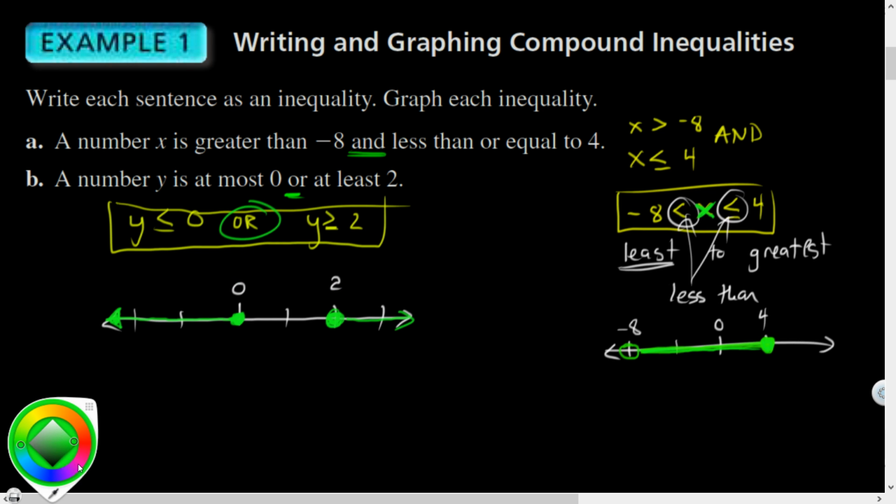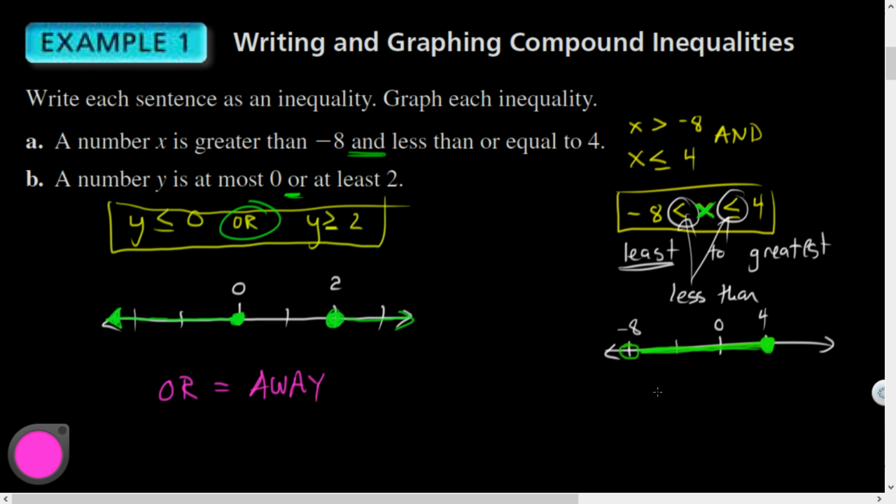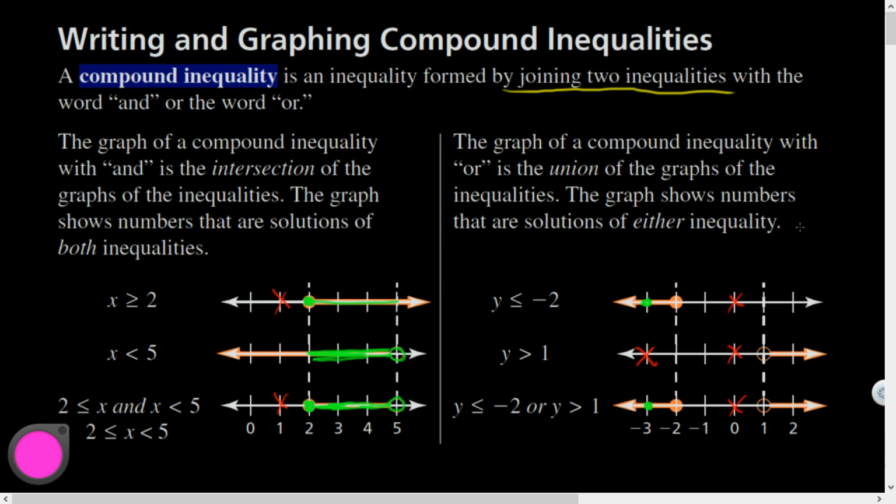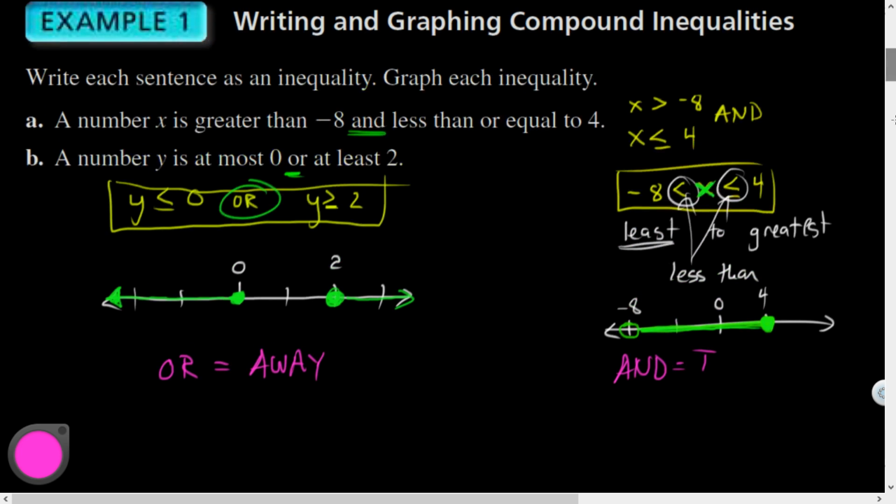All right, actually that's a good point, maybe we'll even write that down. Or: away. And is in between. Together? All right, we can write together. Oh dear, I zoomed out. Here we go, I'll fix it. Bam. There we go. We'll say and: together. Actually, that makes a whole lot more sense. And is everyone's together. I like your explanation.